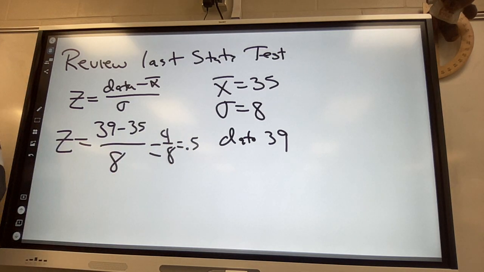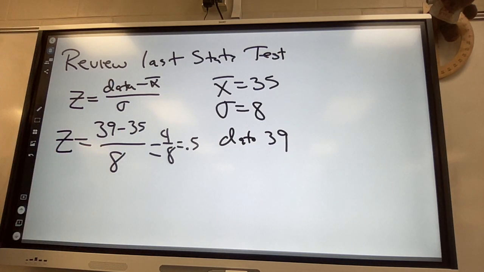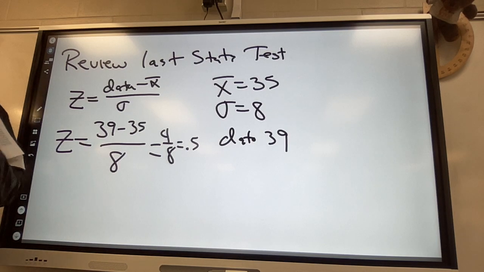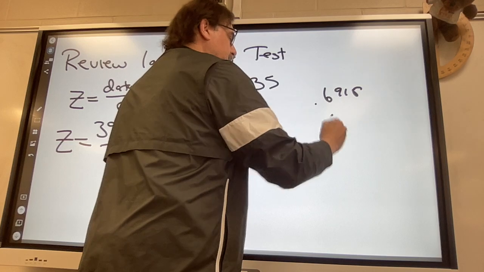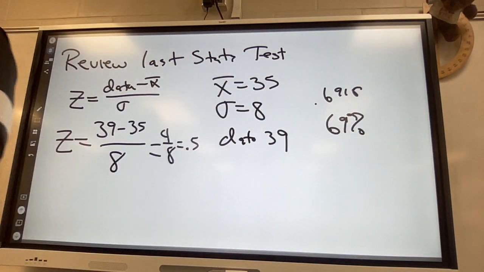All right. If the question would say what percentile is that, take out that sheet and look for 0.50, and it would be the 0.6915, or rounded about to the 69th percentile.